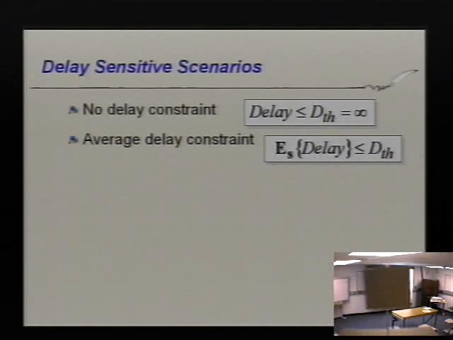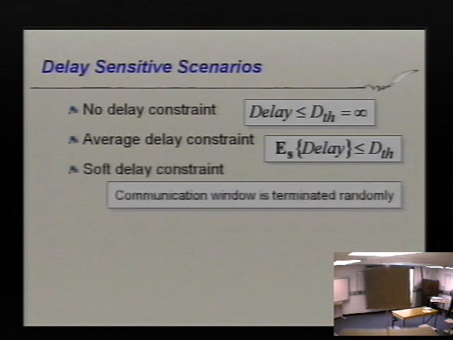So in this case, we only consider policies which can satisfy that the average communication delay is less than a preset threshold. And the third one we call the soft delay constraint. It corresponds to a situation where some non-real-time services are implicitly subject to some kind of soft delay constraint.